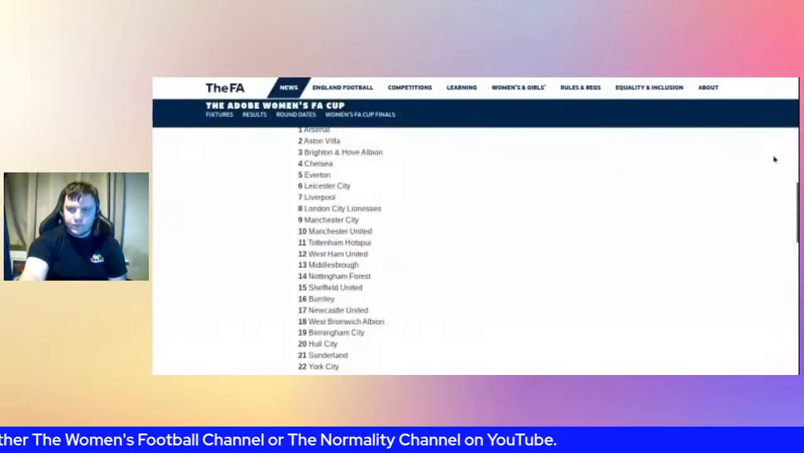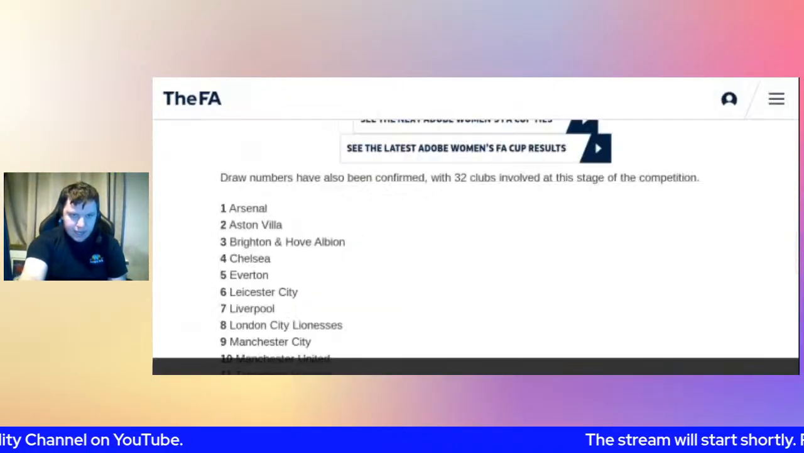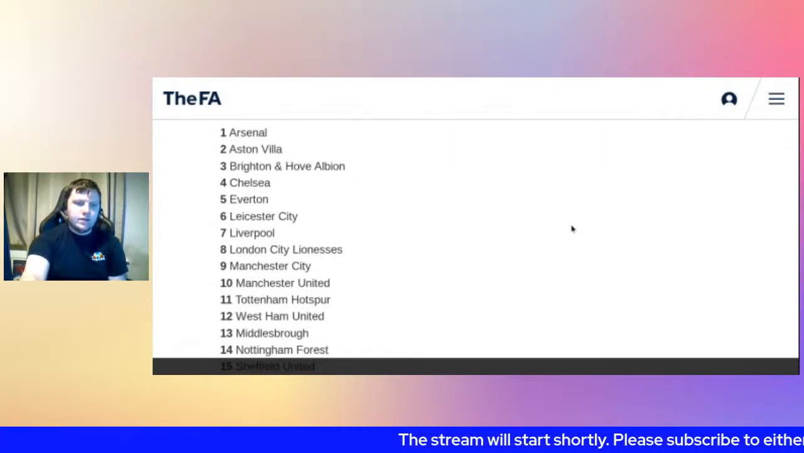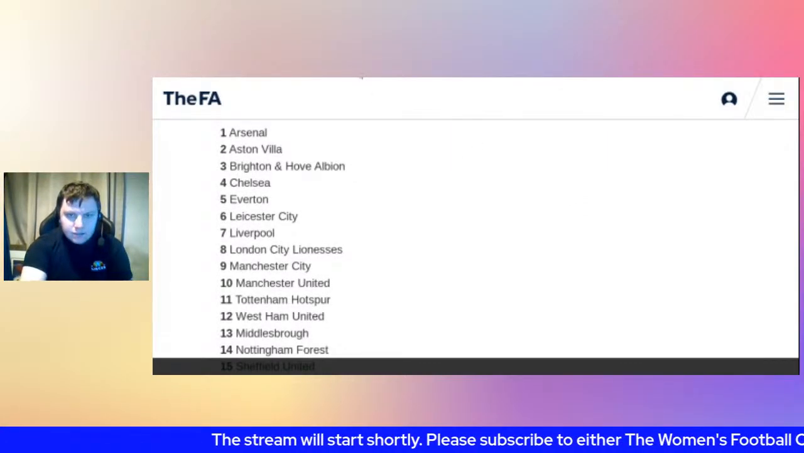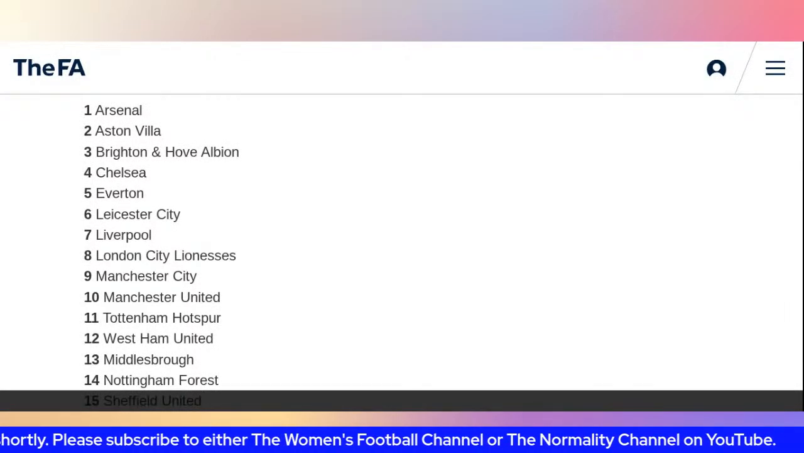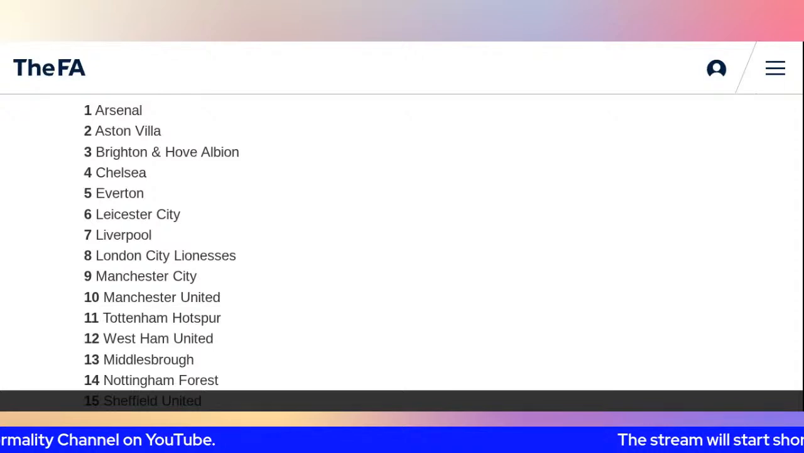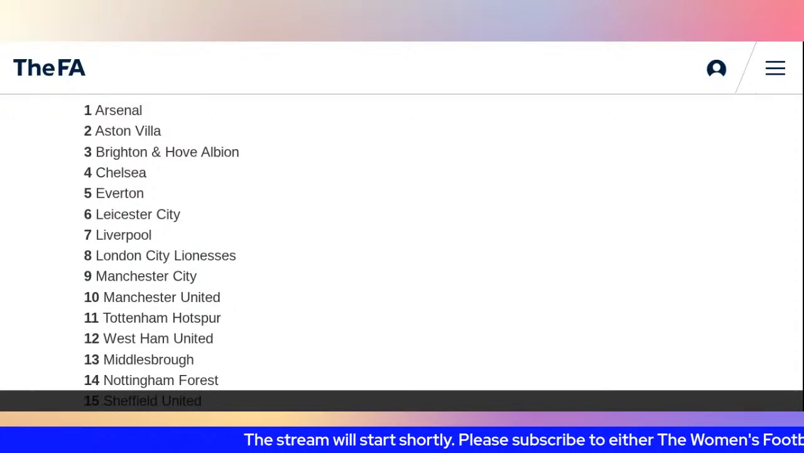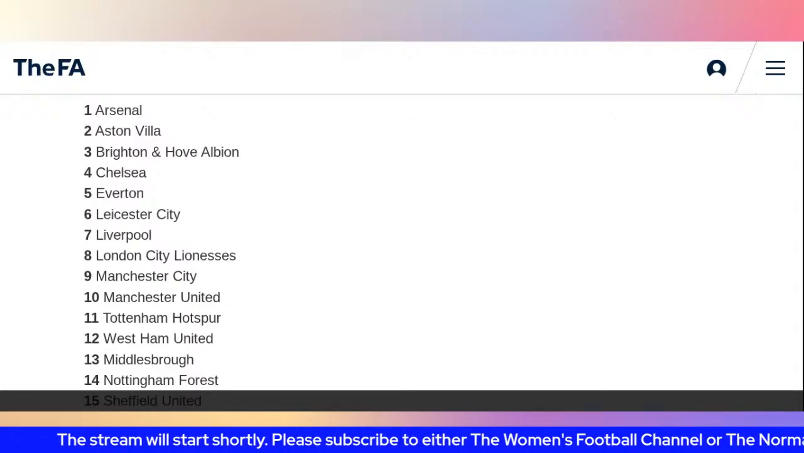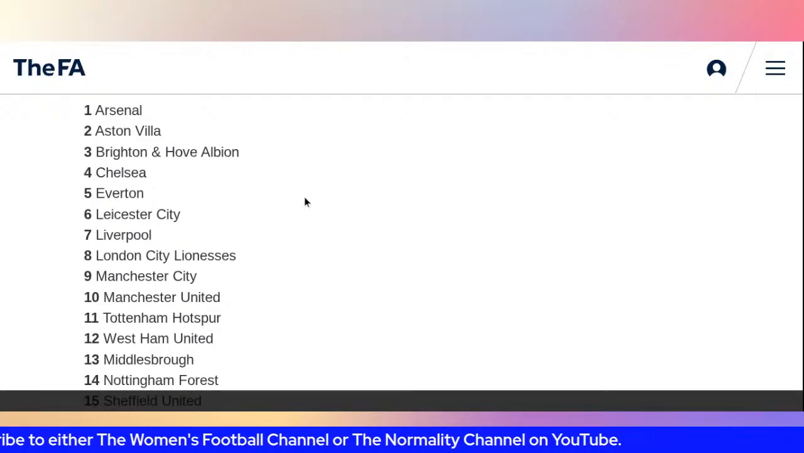So here we go. The draw numbers have now been confirmed. Watch out for these on your screen right now. It's your draw numbers for tonight. Watch out for them because they could be crucial. Number 1 is Arsenal. Number 2 is Aston Villa. Number 3 is Brighton. Number 4 is Chelsea. Number 5 is Everton. Number 6 is Leicester City. Number 7 is Liverpool. Number 8 is London City Lionesses. Number 9 is Manchester City. Number 10 is Manchester United. Number 11 is Tottenham Hotspur. Number 12 is West Ham United.